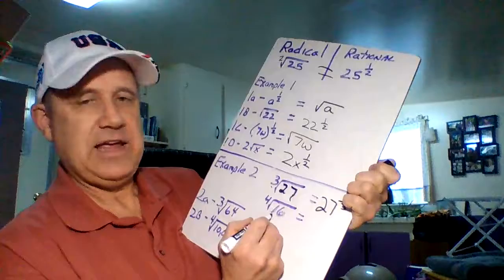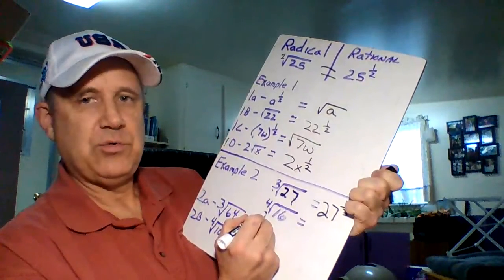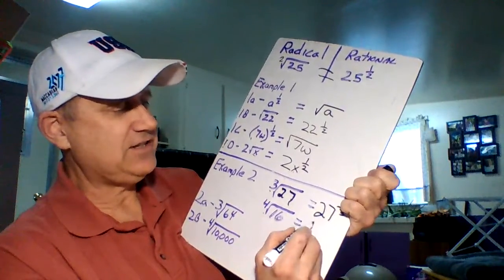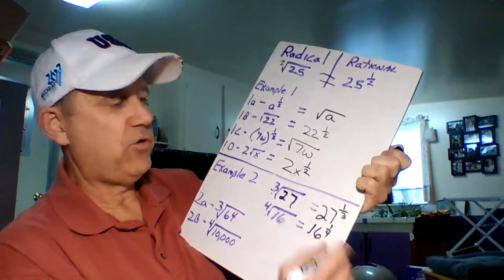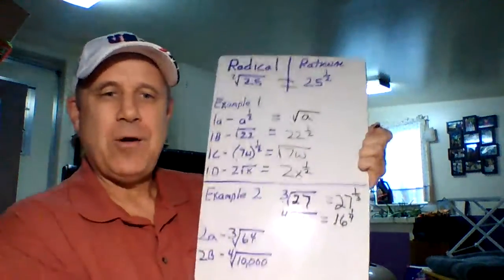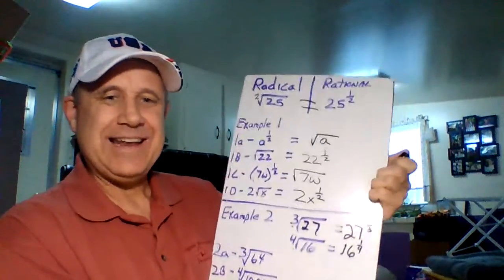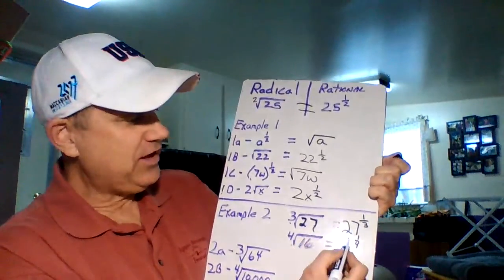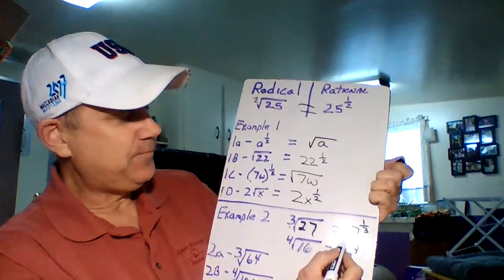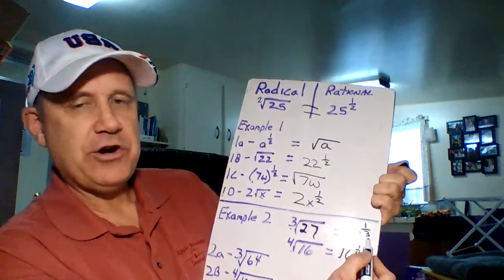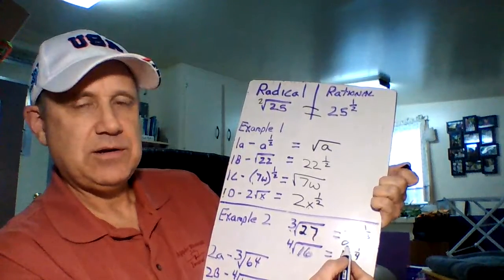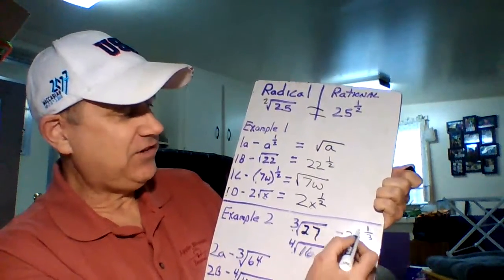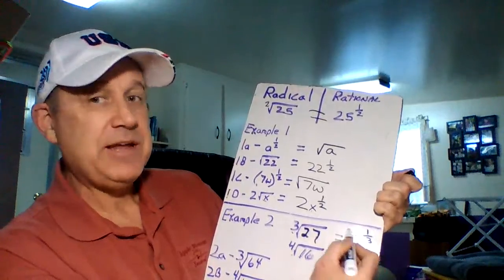Here, in radical form, we write it as 16 to the 1/4. So now, what we're looking at in example 2 is basically saying, what number to the third power equals 27? Well, if this is odd, then we know it's going to be an odd number.